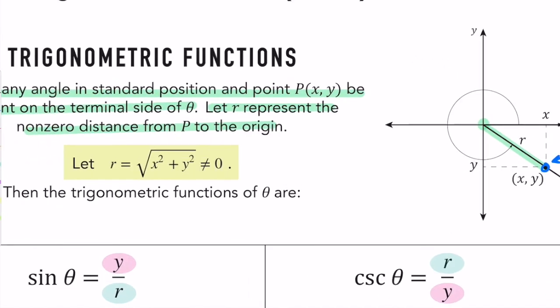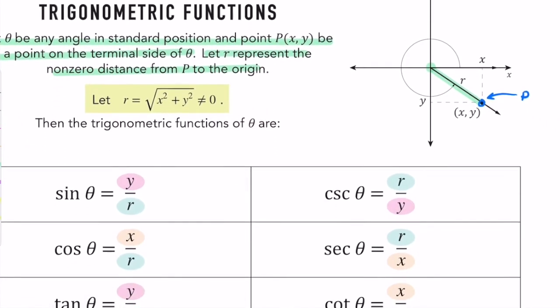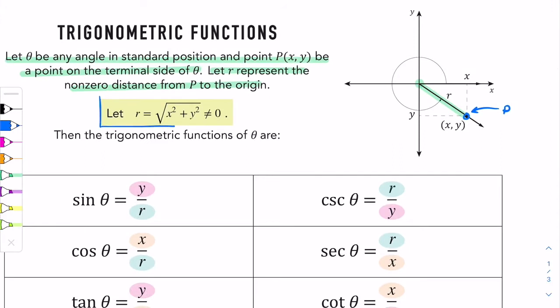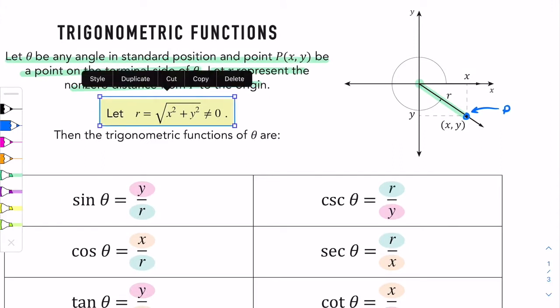So the equation to find the length of R is right here. It says let R equal the square root of x squared plus y squared. And of course, this cannot equal 0. If this is the case, then you have 6 trig functions.